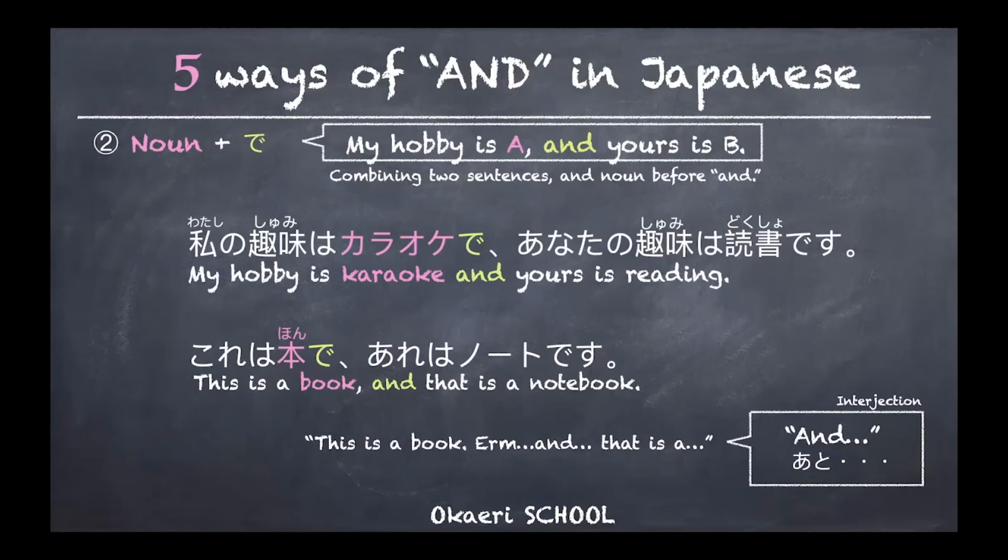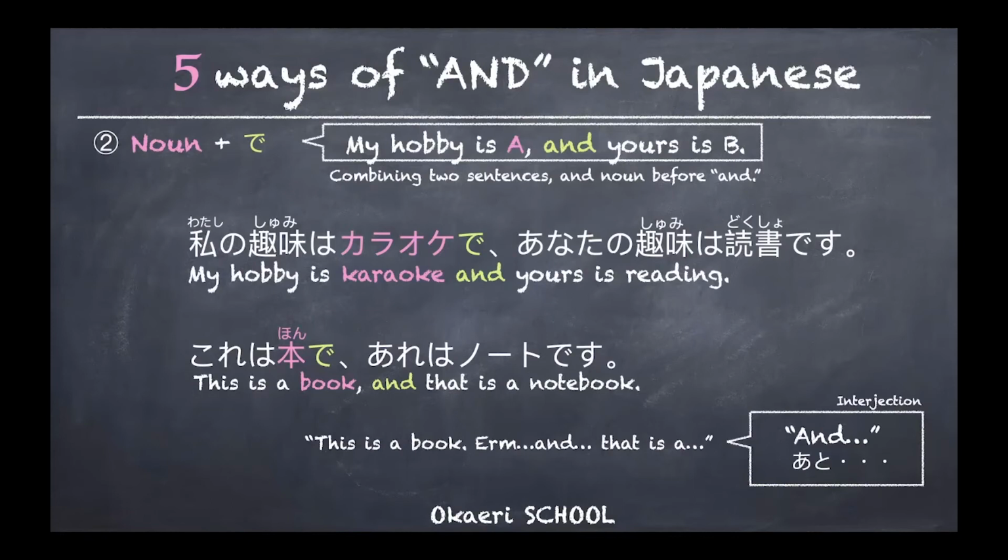これは本とあれはノートです。Well, you could make yourself understood, but grammatically, これは本であれはノートです when you combine two different sentences. But there's an exception though. For example, this is a book, period. And then you're just looking around and what you're thinking.